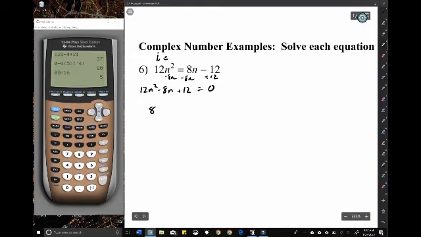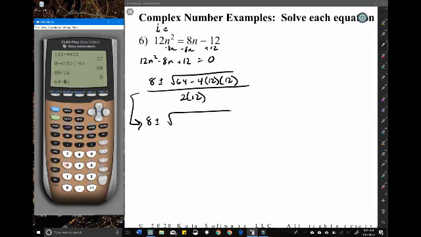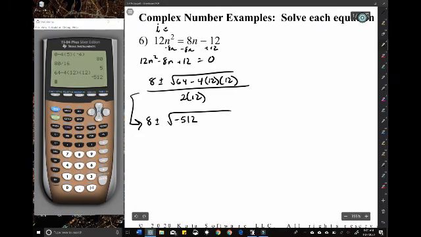So negative b, 8, plus or minus the square root of 8 squared, 64, minus 4 times a times c all over 2 times a. And there we have it. Now let's see what happens. So this becomes 8 plus or minus the square root of 64 minus 4 times 12 times another 12. Oh man. Did I write that down right? Yes, I did. And negative 512. What? Okay, all over 24.